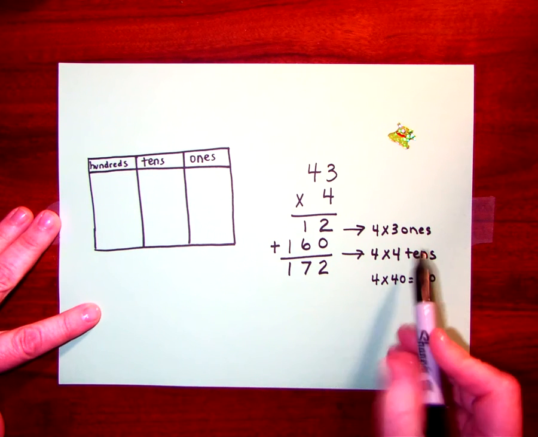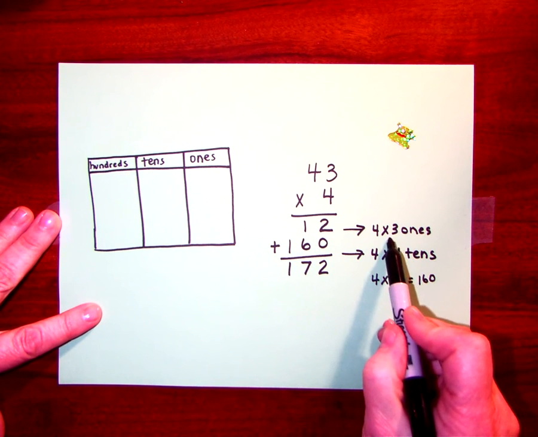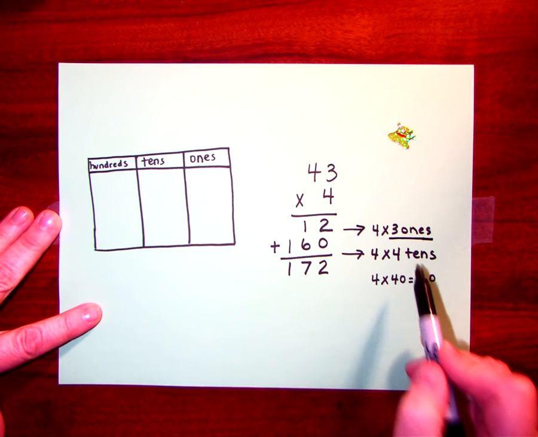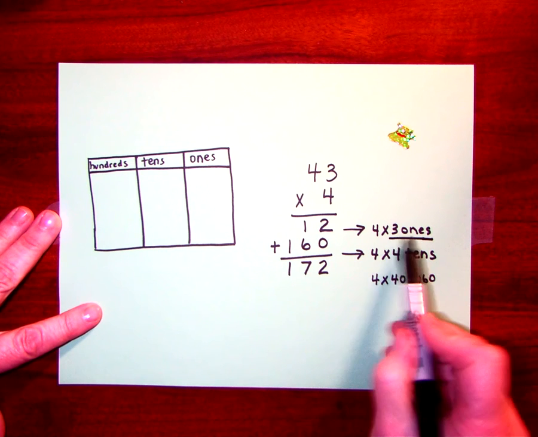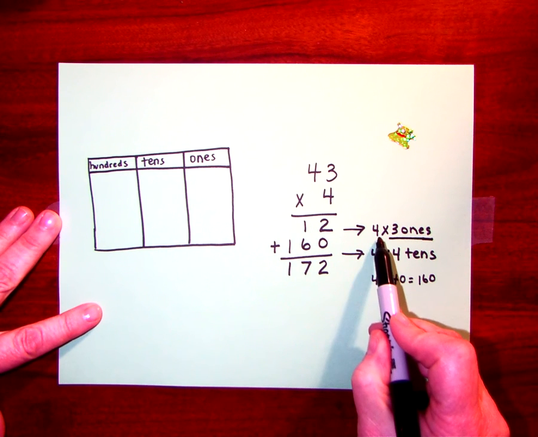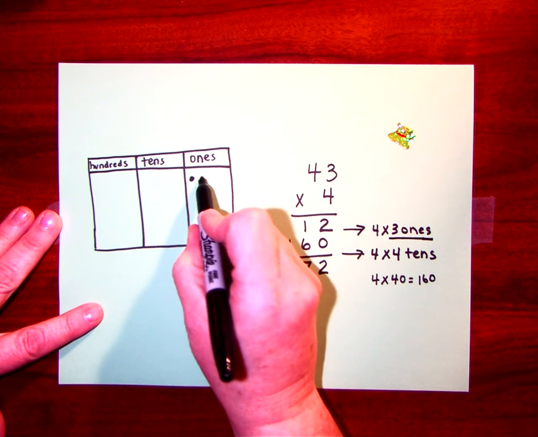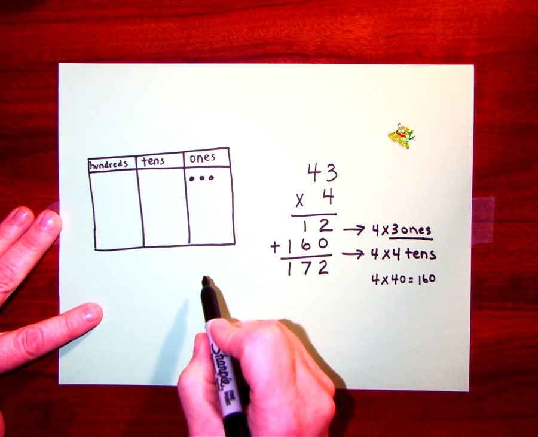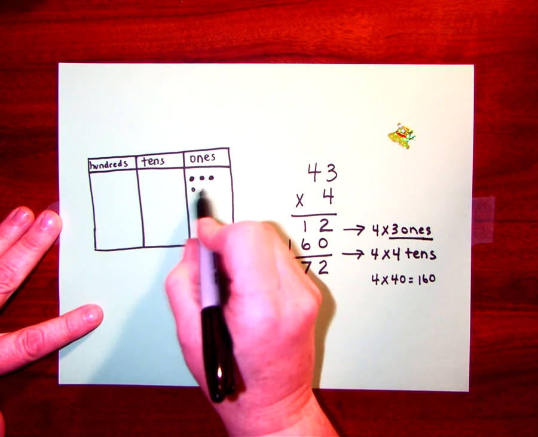What does that look like represented on a place value chart? Let's take a look. An easy way to think about it is to come back over here to the unit value and say to yourself, 3 ones 4 times. I know how to put 3 ones into the place value chart, and now I'm going to make 4 total sets of them.